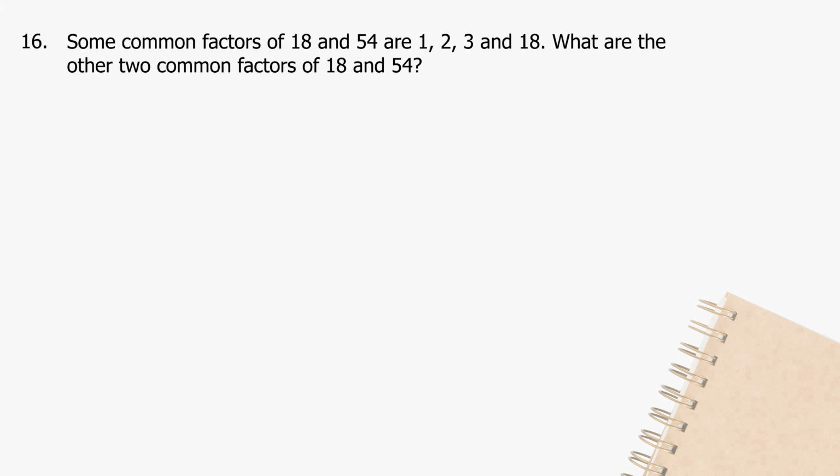Question 16. Some common factors of 18 and 54 are 1, 2, 3, and 18. What are the other two common factors of 18 and 54?